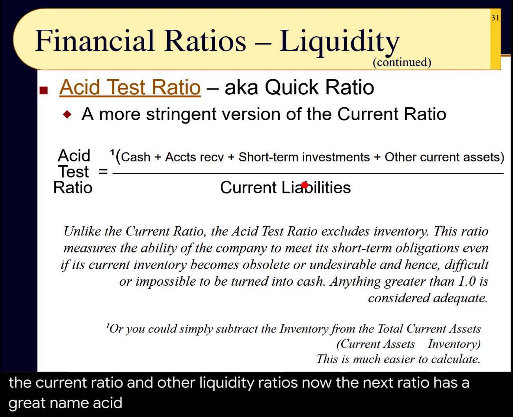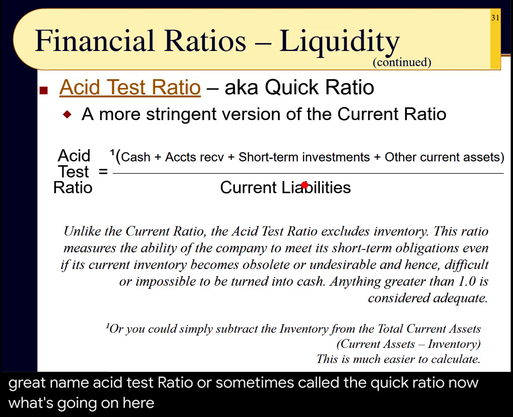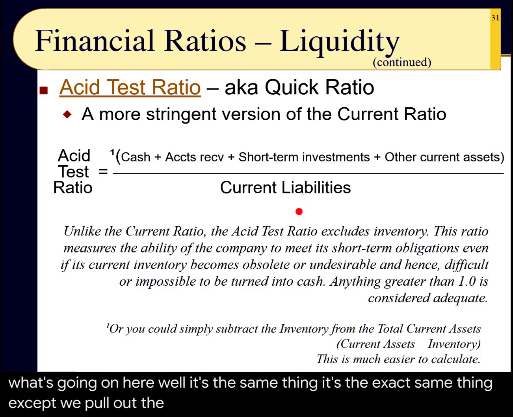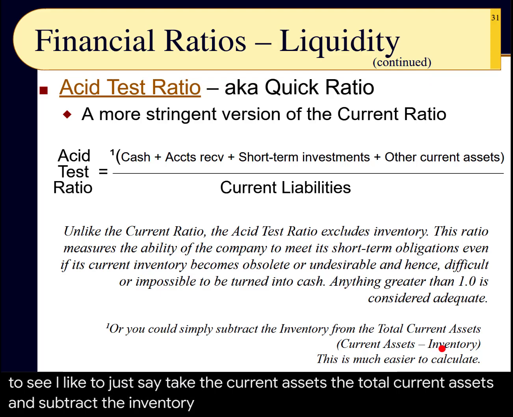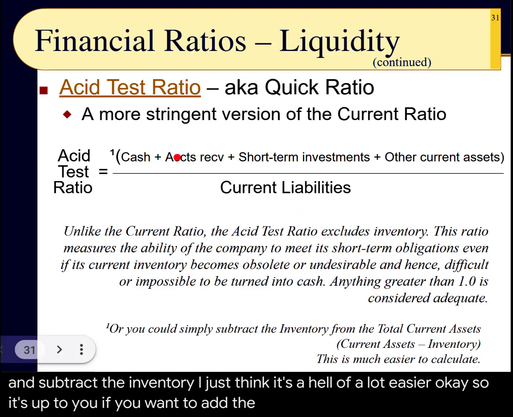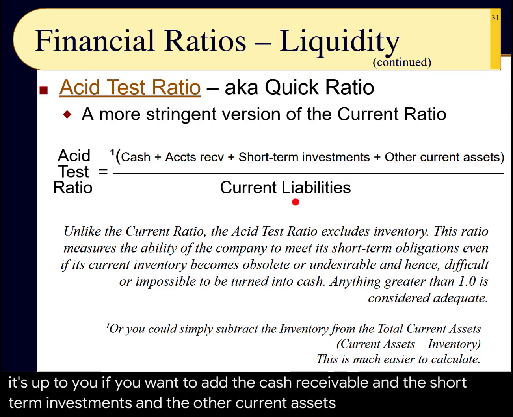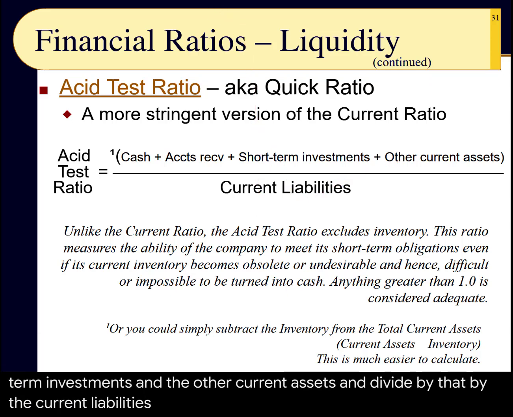Now, the next ratio has a great name, right? The acid test ratio, or sometimes called the quick ratio. Now, what's going on here? Well, it's the exact same thing, except we pull out the inventory. Now, here's the formula you're going to see. I like to just say, take the total current assets and subtract the inventory. I just think it's a lot easier, okay? So it's up to you. If you want to add the cash and the accounts receivable and the short-term investments and the other current assets and divide that by the current liabilities, you can. But it's easier to just take out the inventory.